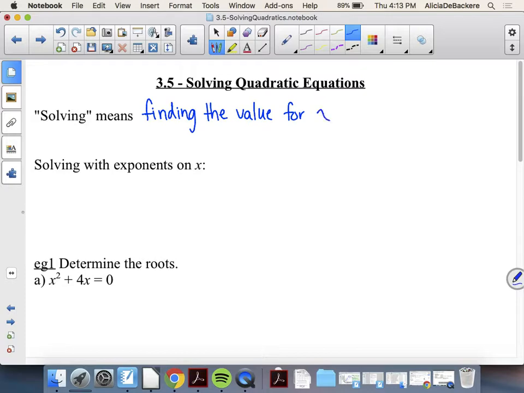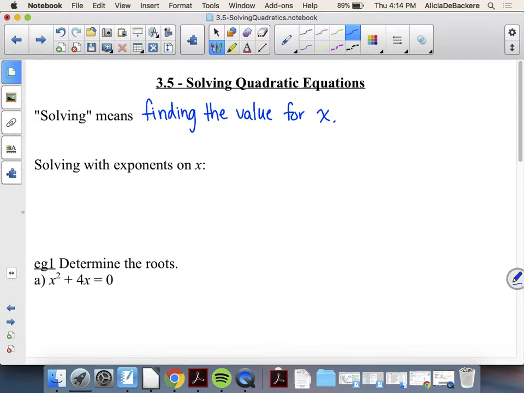Now I say x, but it's not always x. Most of the time we're using the variable x in our equations. But you're finding the unknown value in the equation. And if you look down near the bottom of the screen at example 1, we're trying to find the number that you can put in for x that makes the left side equal the right side, or makes that equation true.